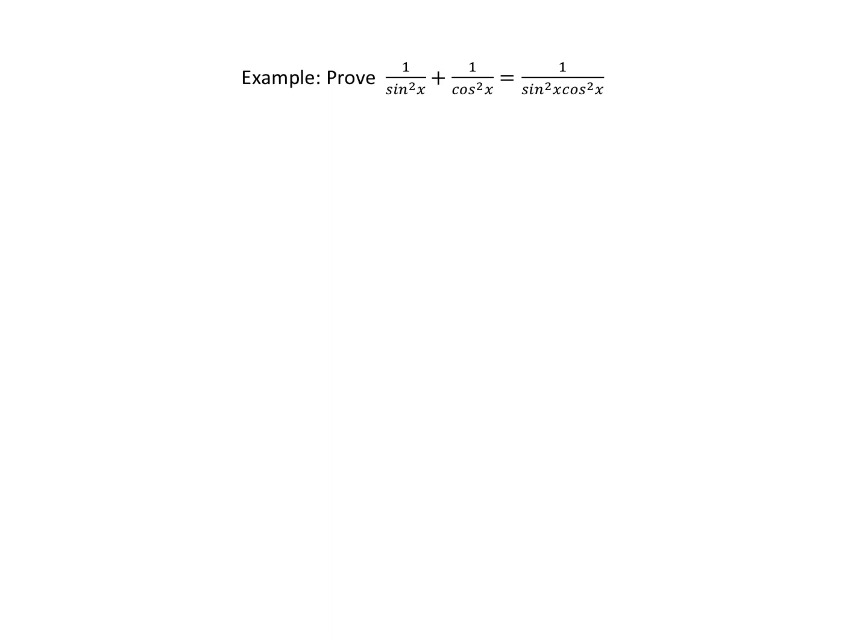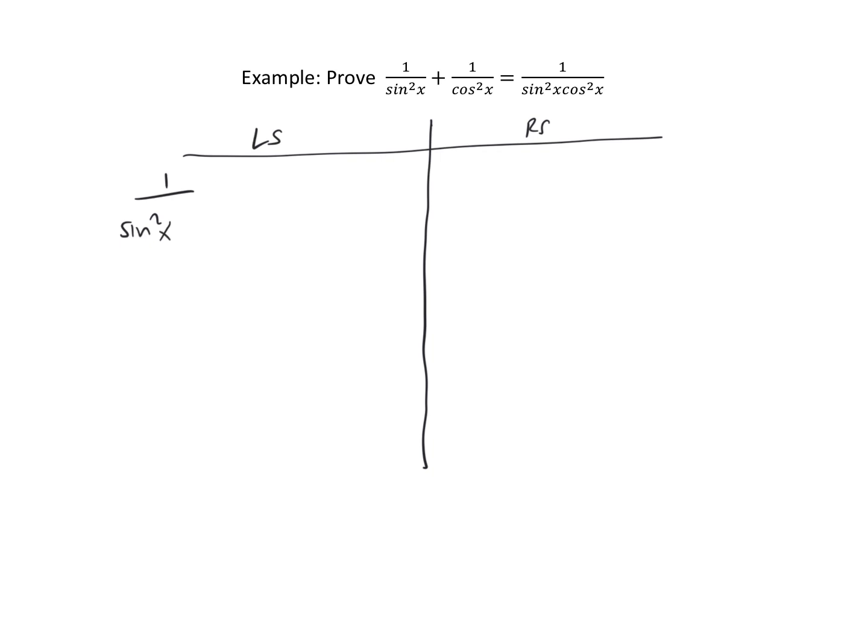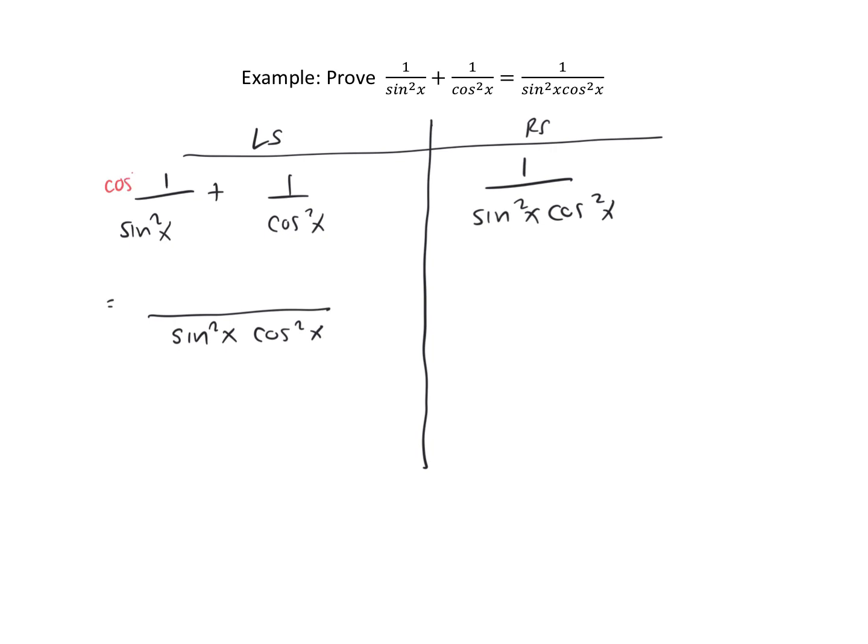We have two fractions on the left. So we have 1 over sine squared x plus 1 over cos squared x. And on the right side, we have 1 over sine squared cos squared. So on the right side, there's not much to do, but on the left side, we could find a common denominator, which would have to include sine squared and cos squared, which means this side needs to get multiplied by cos squared, and this one would have to get multiplied by sine squared.